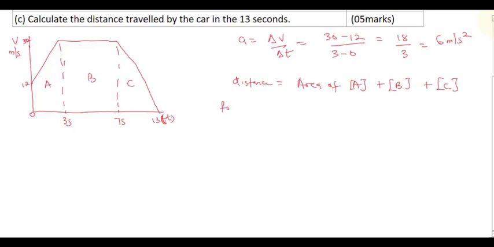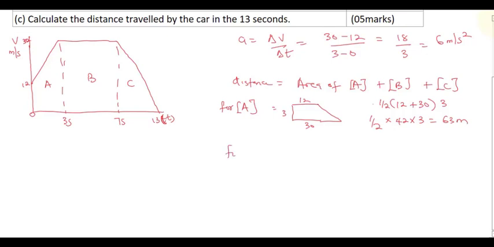Now for A, knowing that our A is a trapezium, I'm going to depict the trapezium here. You know that the height is 3, and here will be 12, and here will be 30. For you to calculate the area of your trapezium, it's half times the sum of the parallel sides, which is 12 plus 30, multiplied by the height, which is 3. So this is half times 42 times 3. So this is 21 times 3, and that's going to give you 63 meters.